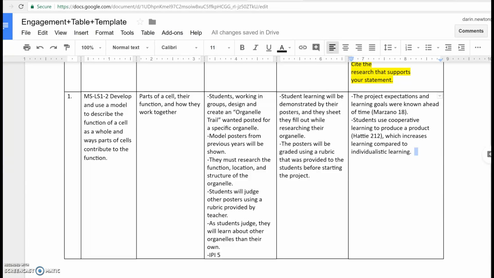Now, with the rubric and the models, the project expectations and learning goals are known ahead of time, which really helps in that learning process. And students are going to be using cooperative learning to produce a product, which increases learning compared to individualistic learning.